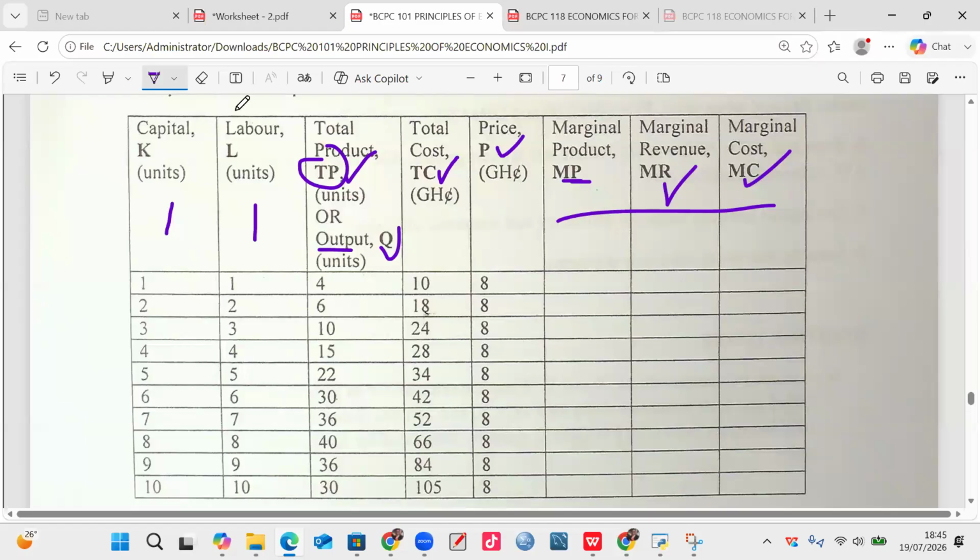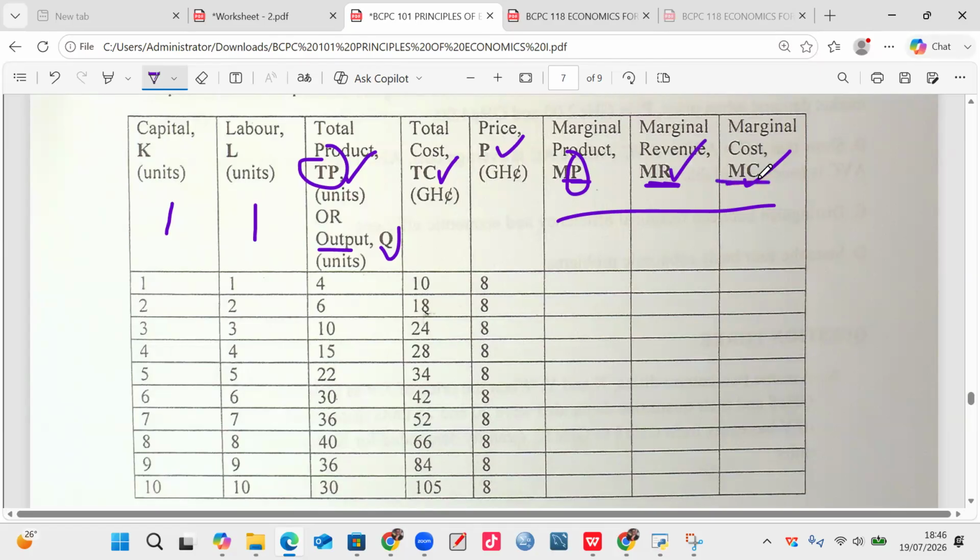Marginal revenue. What will you ask yourself? Do you have total revenue in the columns? No. So you have to create a column for marginal revenue, I mean total revenue. You get it? Yes.